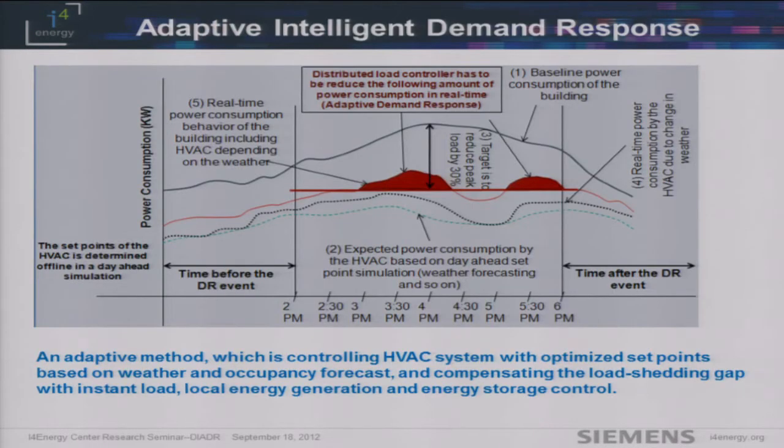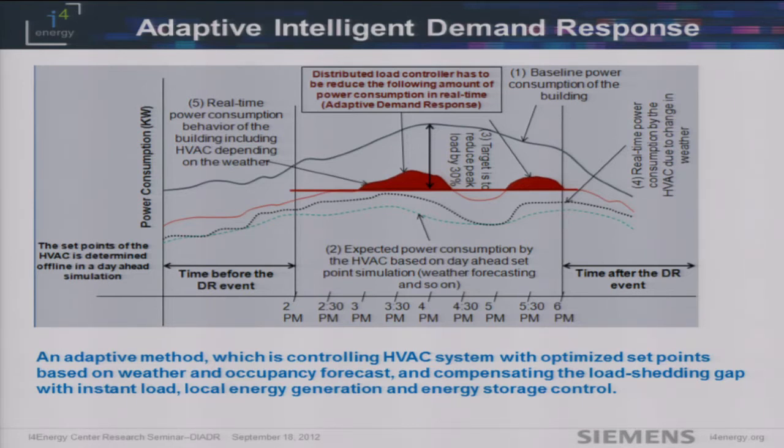We have done a 3-stage optimization to achieve the demand response. This is the Siemens way of adaptive intelligent demand response mechanism. This is the base load of the building, and here it shows the HVAC consumption based on the prediction for tomorrow's weather. But on the DR day, based on different behavior of the building, different occupancy, and different activities in the building, the consumption was not as predicted, but the real consumption was up.